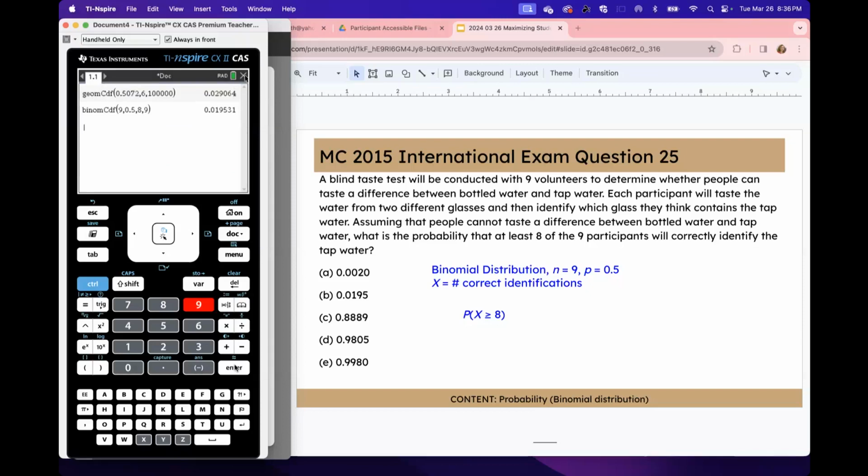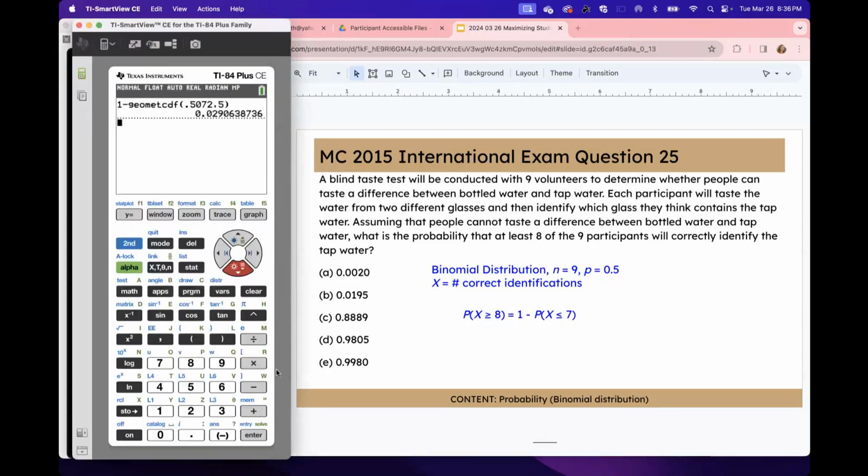Now, don't forget, if you're an 84 user, you do not have that ability to do the lower and upper bound. You have to do the complement rule. And make sure you notice this is 1 minus the probability that x is less than or equal to 7, which is what you need to calculate on the 84 for that one.